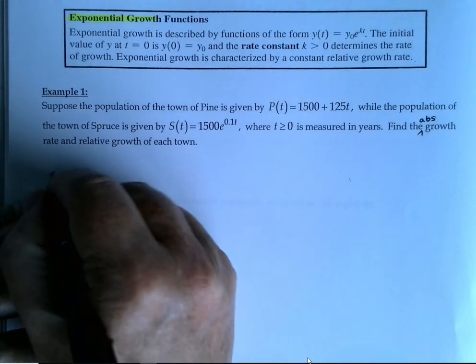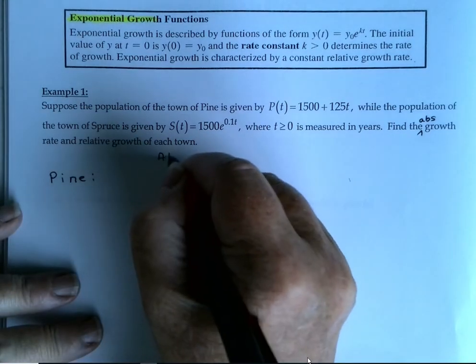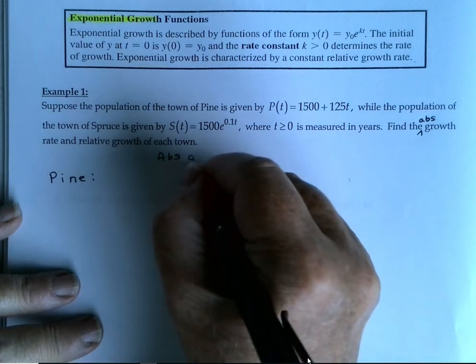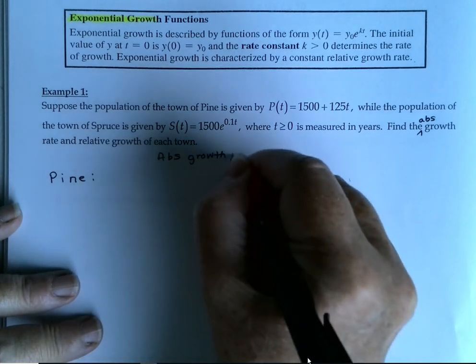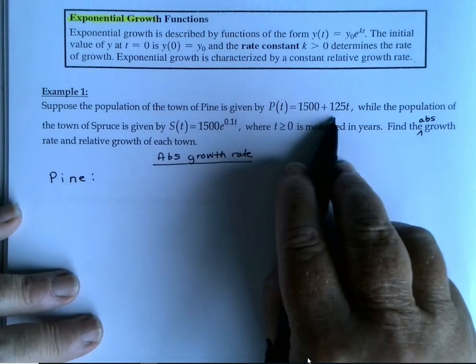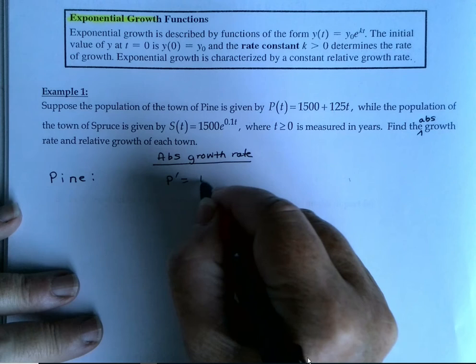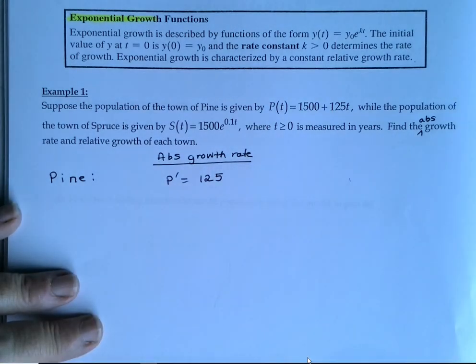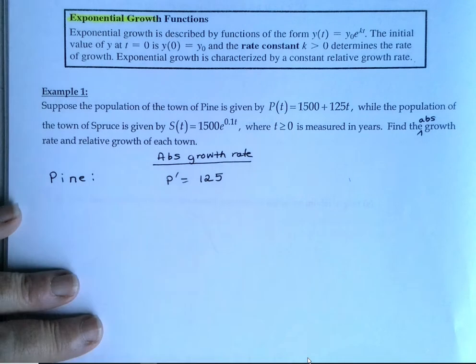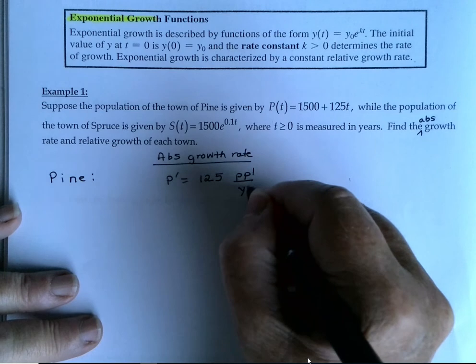So let's see here for Pine. We'll start with our absolute growth rate. And let's see, that would be our derivative, p prime, so 125. Constant, since that was a linear function, that's not a surprise. And if I had to put units on this, let's see here. T is measured in years, so population would be changing at the rate of 125 people per year.